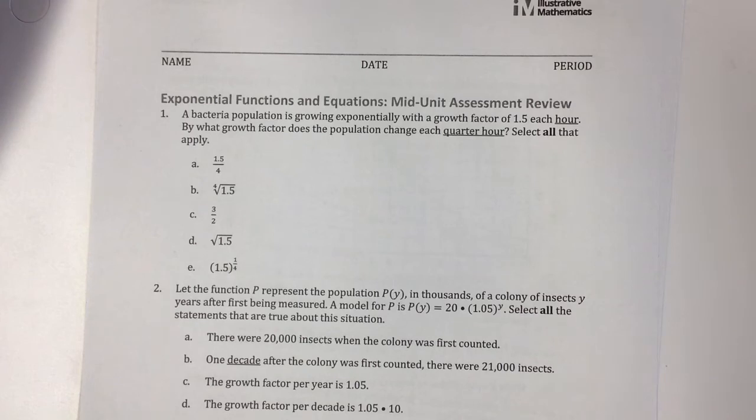We'll jump in with the first problem. It says a bacteria population is growing exponentially with a growth factor of 1.5 each hour. By what growth factor does the population change each quarter hour? Select all that apply. When we start talking about fractional changes, it's good to think about how many times it's changing within the 1 hour.